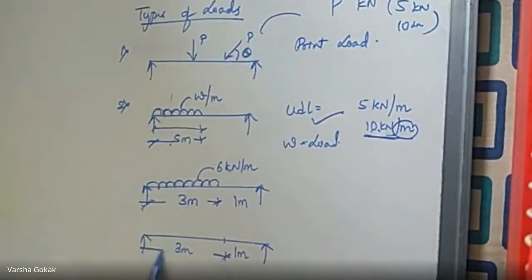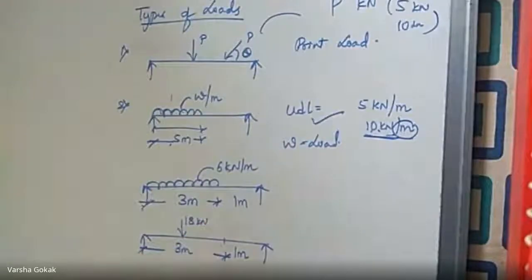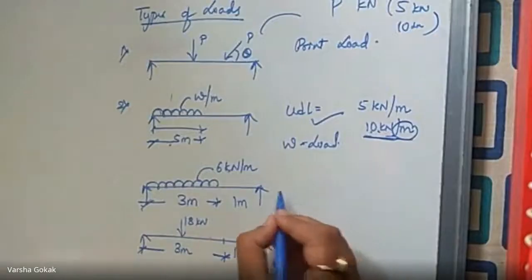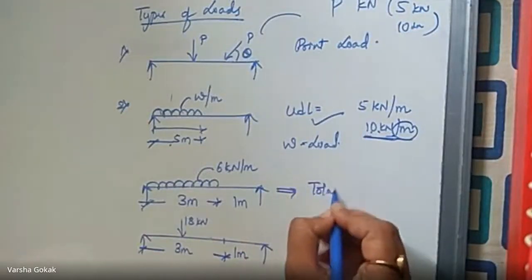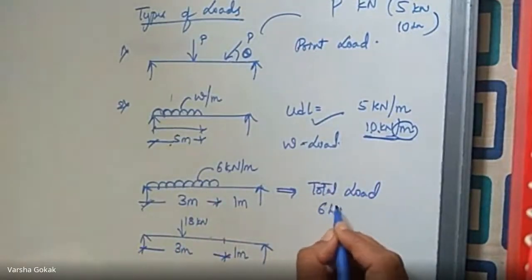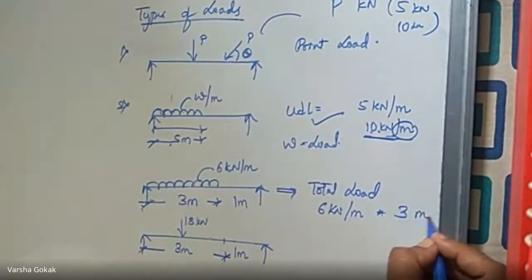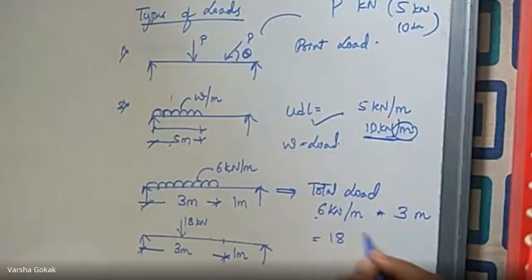Can anyone tell me? Center of 3 meter. I'll place it here, 18 kilonewton. Do I write 18 kilonewton or 18 kilonewton per meter? 18 kilonewton, not per meter, only kilonewton. How to calculate the total load in case of UDL is, it is 6 kilonewton per meter acting for 3 meters. So 6 threes are 18.